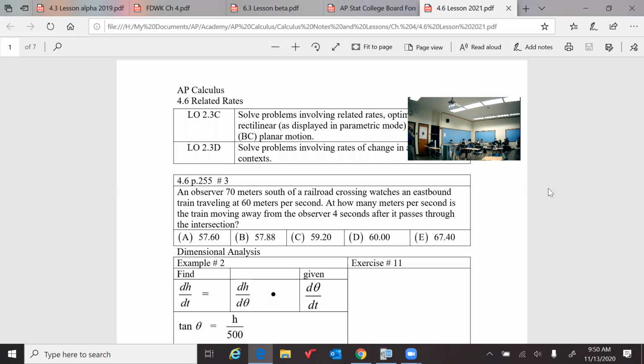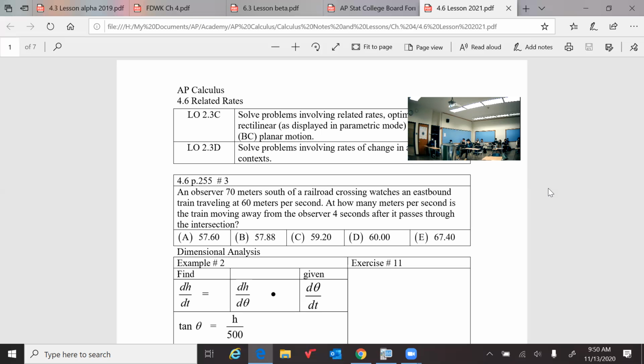You have 2 options for related rates. One is dimensional analysis, and one is implicit differentiation. Some problems can be done either way, but you need to be aware of both techniques.